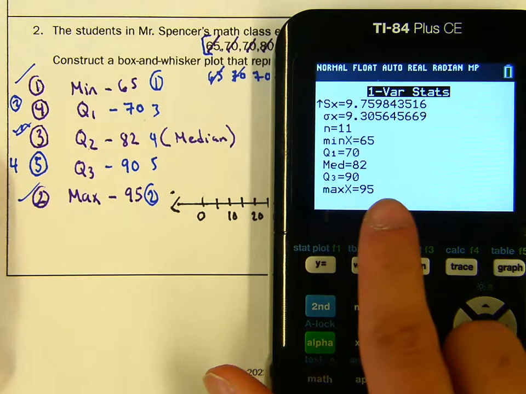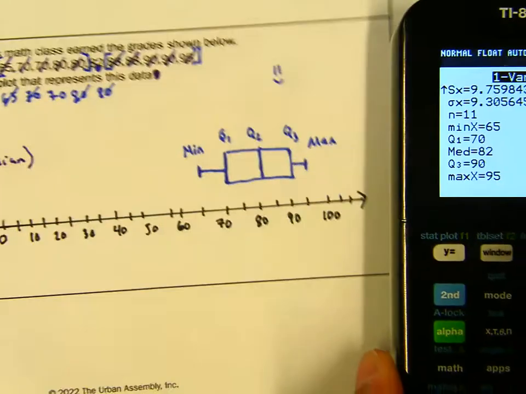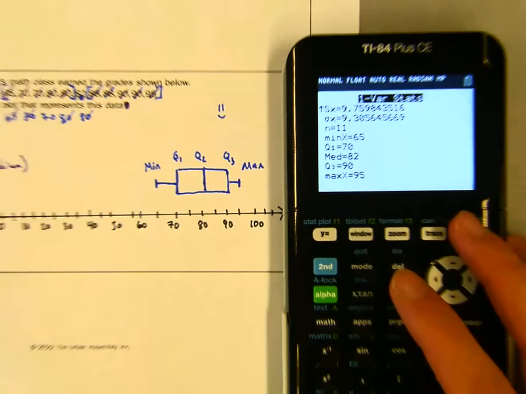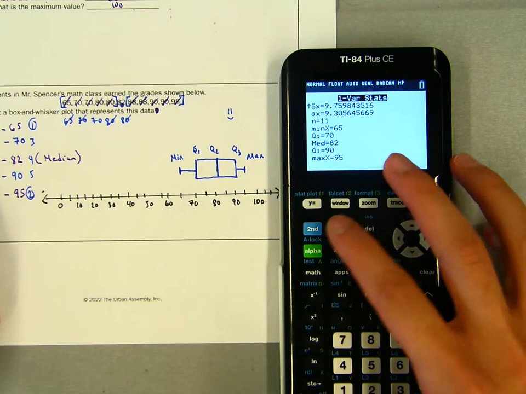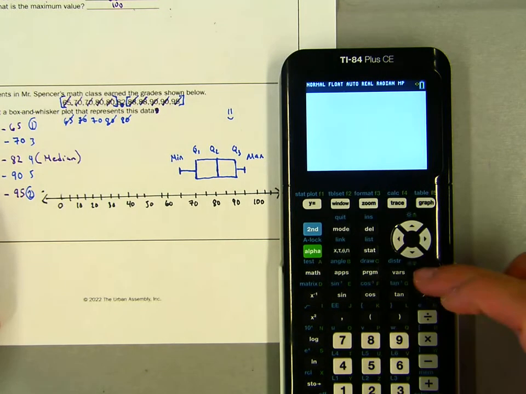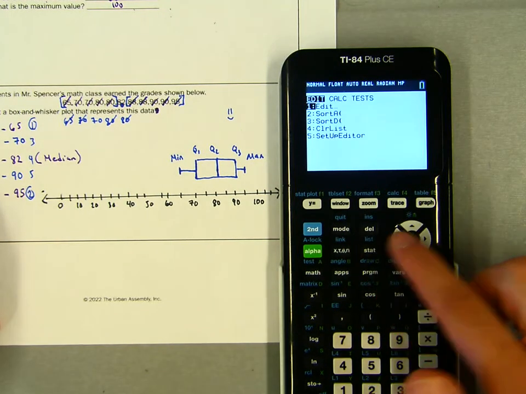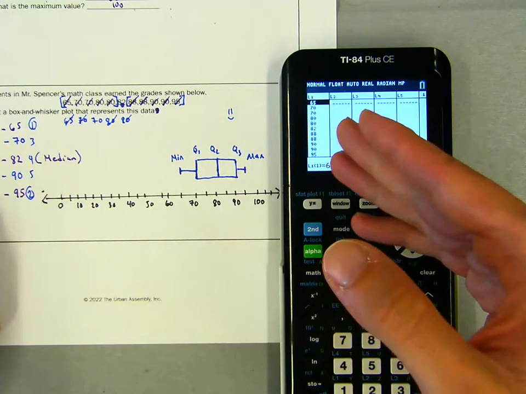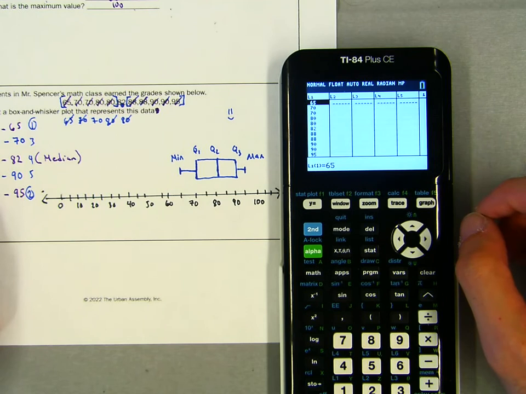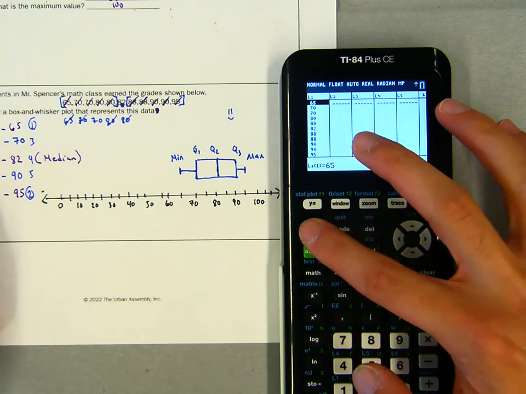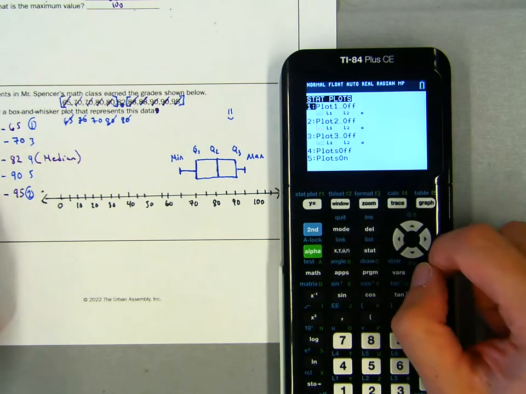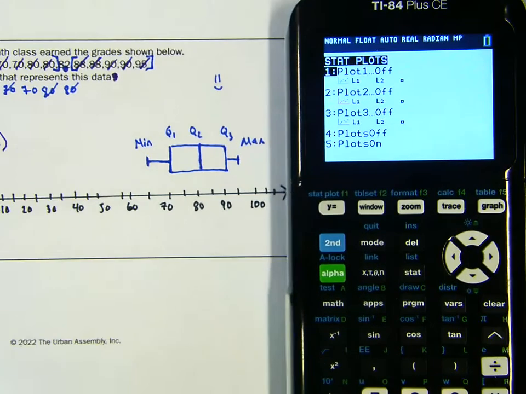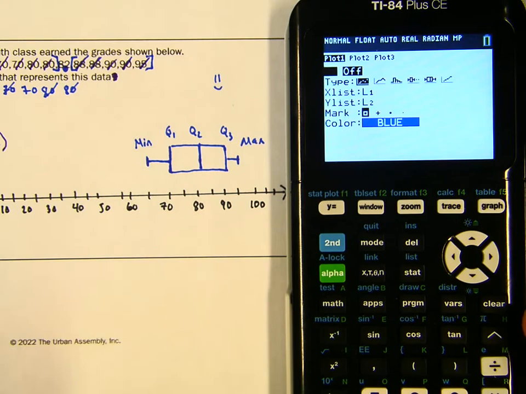But what else could you do? You could also create this graph. Now, I hope I remember how to do this because it's been a minute. Let's take a look. I think I go second quit, right? So notice if I hit stat and I hit edit, the numbers are already stored. So I put in the numbers. Then what you do is, I think you go second y equals. If I hit second y equals, I have this. So I hit enter, okay?